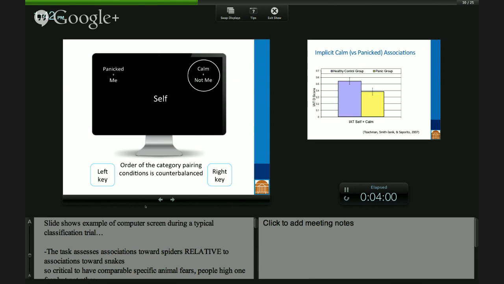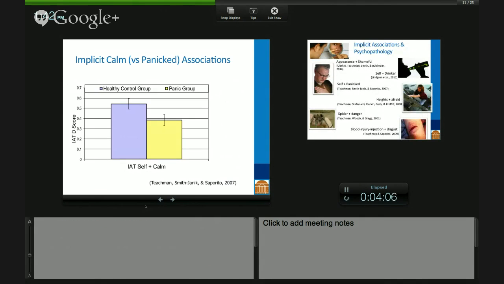Because this doesn't match my automatic association memory, I'm going to go slower compared to the other condition. And sure enough, that's what we see. This is, for example, one study that we did with individuals with panic disorder compared to a healthy control group. On the y-axis are the IAT scores, and higher scores here indicate greater self plus calm associations. What you see is that those with panic disorder are lower on those associations.